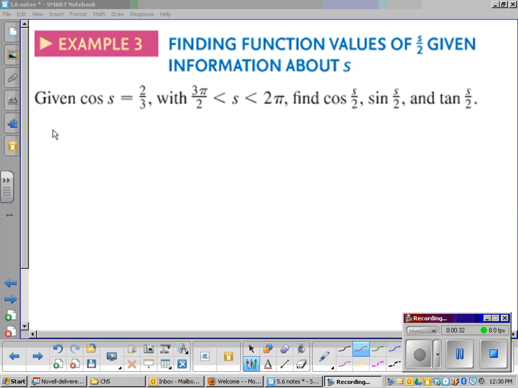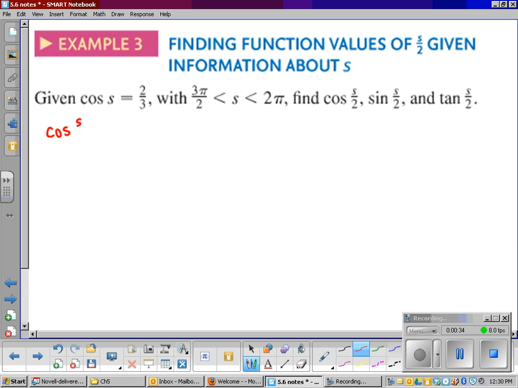Let's start by finding cosine S over 2, just because it's first in the list. When you have to find more than one thing like this, you want to find the cosine or the sine first, because tangent can easily be found once you know sine and cosine. So cosine S over 2, that identity is plus or minus the square root of 1 plus cosine twice this angle right here, so cosine S, and that's divided by 2. That's just laying out the identity that we're going to use.